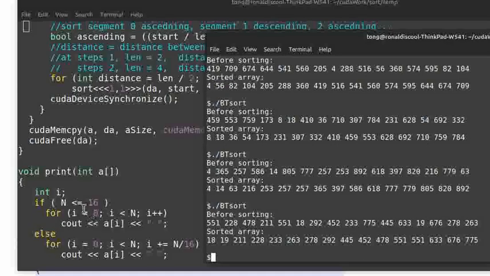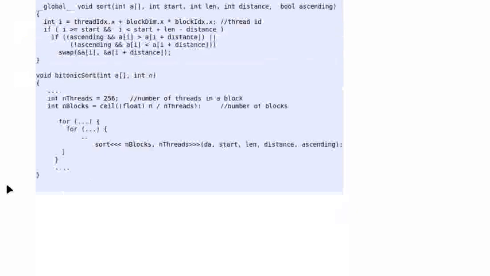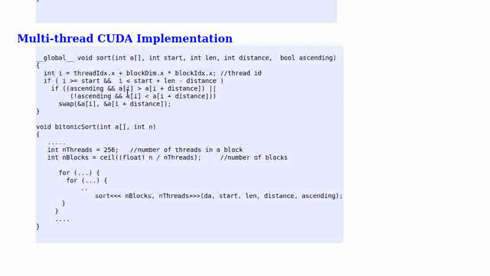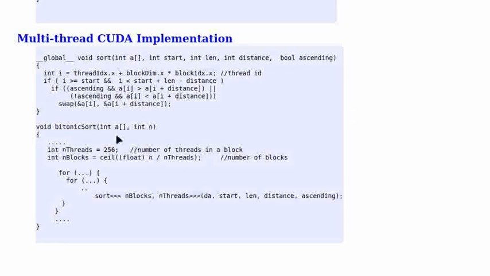And of course, that's not what we want. We want many threads to work together in parallel. So this is the multi-thread CUDA implementation. We discussed before that in CUDA, threads are organized into blocks, and blocks are organized into grids. A grid contains a number of blocks, and a block contains a number of threads. Each thread has an ID, and the ID could be calculated using this formula.